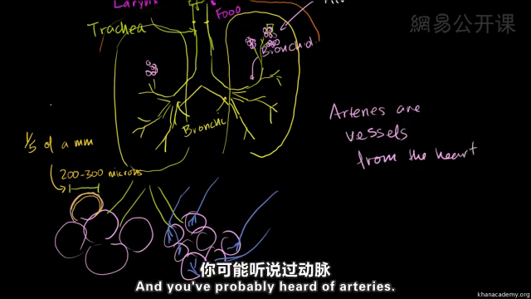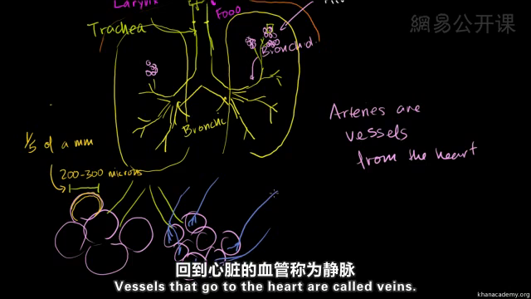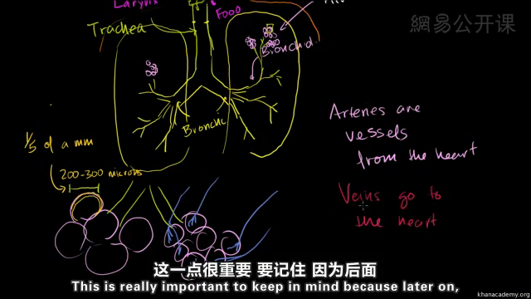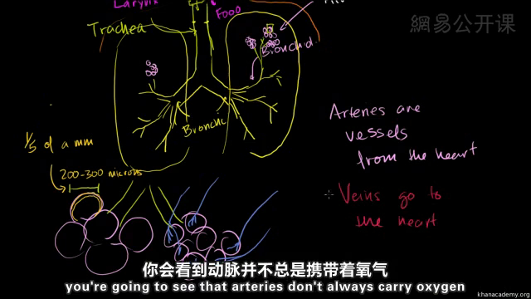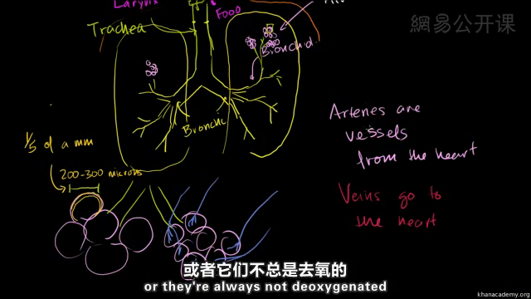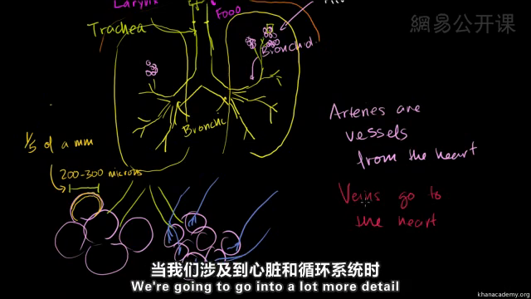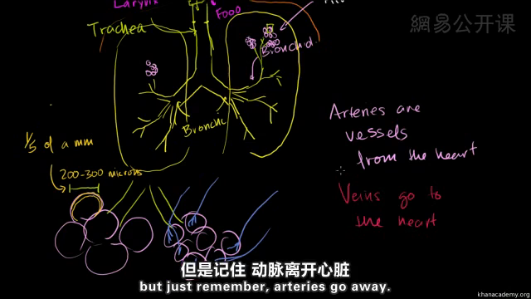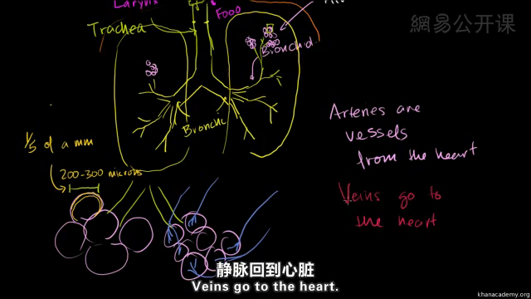And you've probably heard of arteries. And the vessels that go to the heart are called veins. Veins go to the heart. And this is really important to keep in mind, because later on you're going to see that arteries don't always carry oxygen, or aren't always deoxygenated, and veins aren't always one way or the other. We're going to go into a lot more detail when we cover the heart and the circulatory system. But just remember, arteries go away, veins go to the heart.